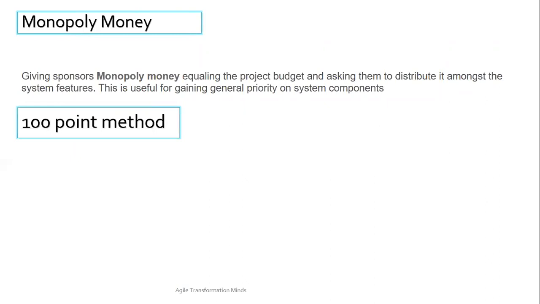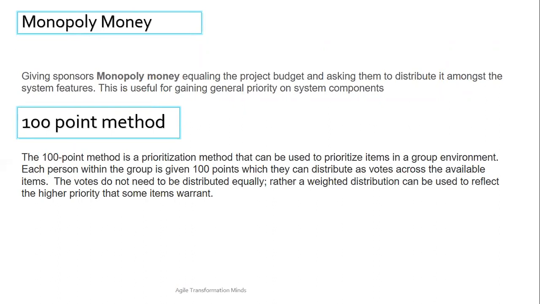And another is the 100-point method. The 100-point method is similar to monopoly, but instead of the project budget, you give each stakeholder 100 points and ask them to distribute these 100 points among all the features. Some people might give 15 points to a feature and 5 points to another feature. Based on that, your team can prioritize. The highest point features you put as must have, and the low point features as could have or won't have.